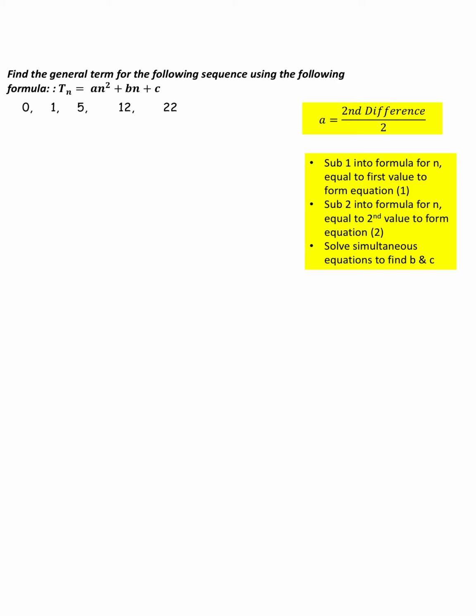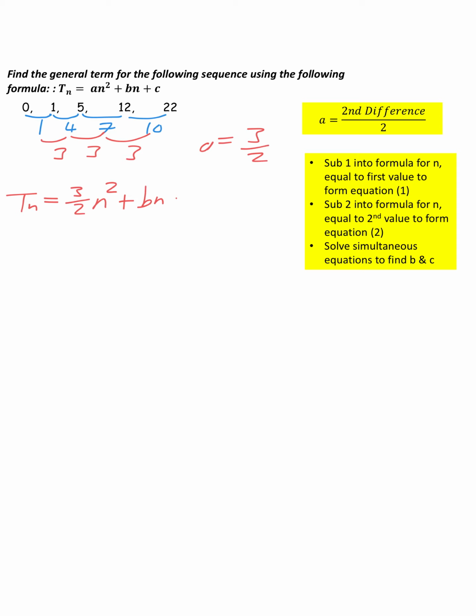Okay, let's have a look at another one. So again, first of all, let's get the second difference. So we have 1, 4, 7, 10, then 3, 3, and 3. Okay, so that means a is the second difference over 2, so that'll be 3 over 2. So that won't simplify, so we're just going to leave it like that. So then Tn is equal to 3 over 2 n squared plus bn plus c.